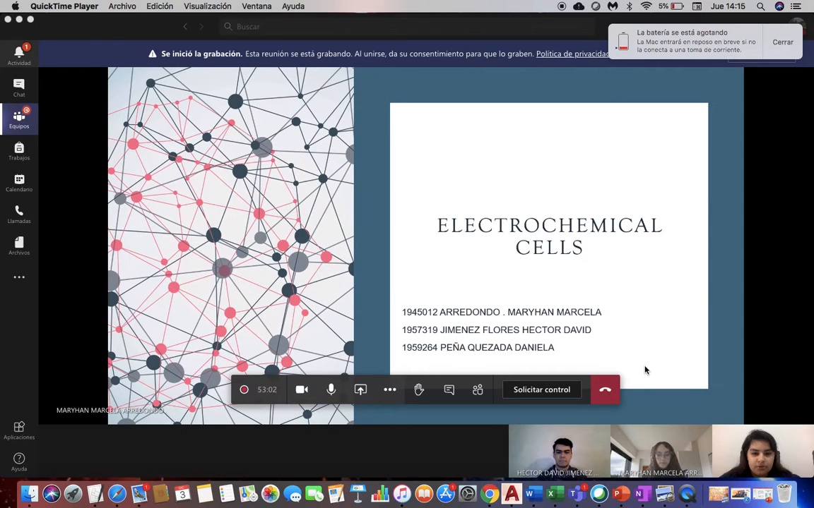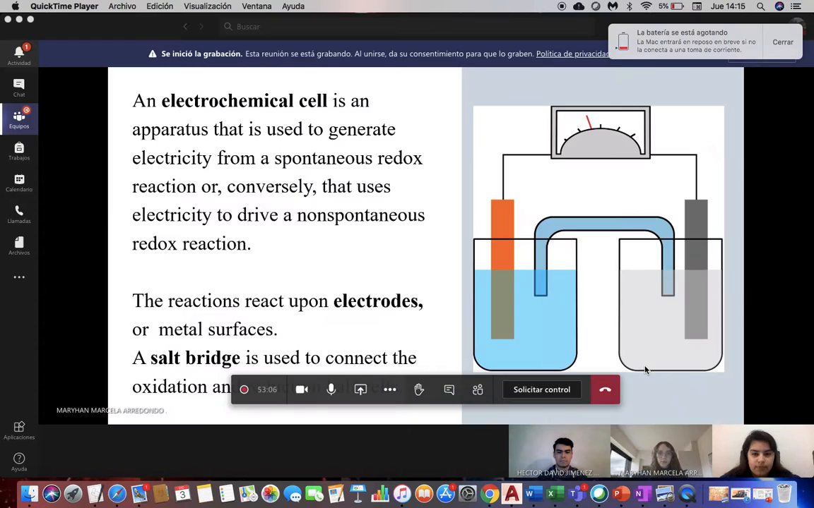We are going to talk about the electrochemical cells. First of all, an electrochemical cell is an apparatus that is used to generate electricity from a spontaneous redox reaction, or conversely, that uses electricity to drive a non-spontaneous redox reaction.